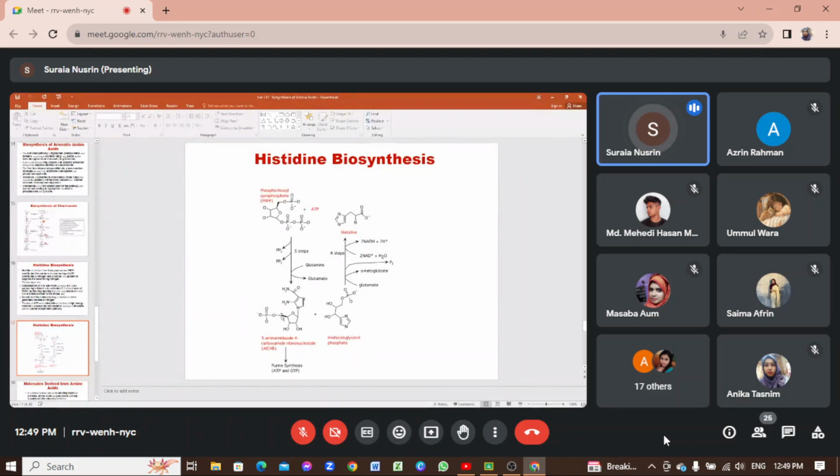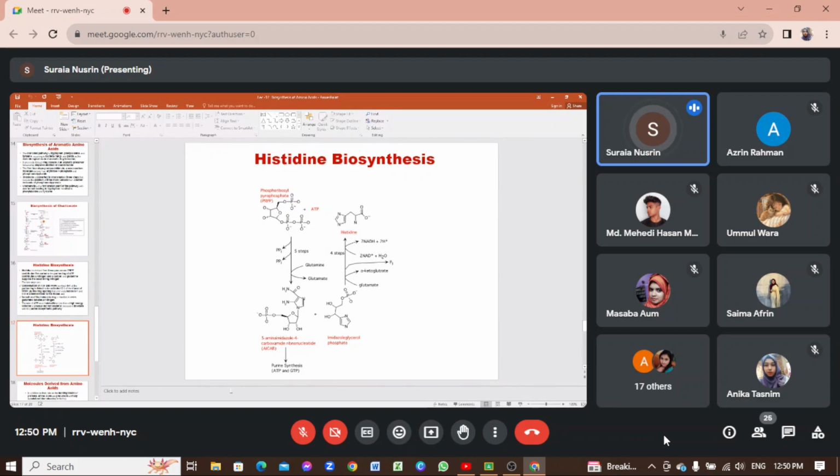Okay, so one of the intermediates, which contains the imidazole ring structure, will go to the histidine pathway, but another intermediate leads to the purine biosynthesis pathway, and ATP is a purine. So for the cell, it is not a waste of energy, because eventually another molecule of ATP is synthesized by this pathway.